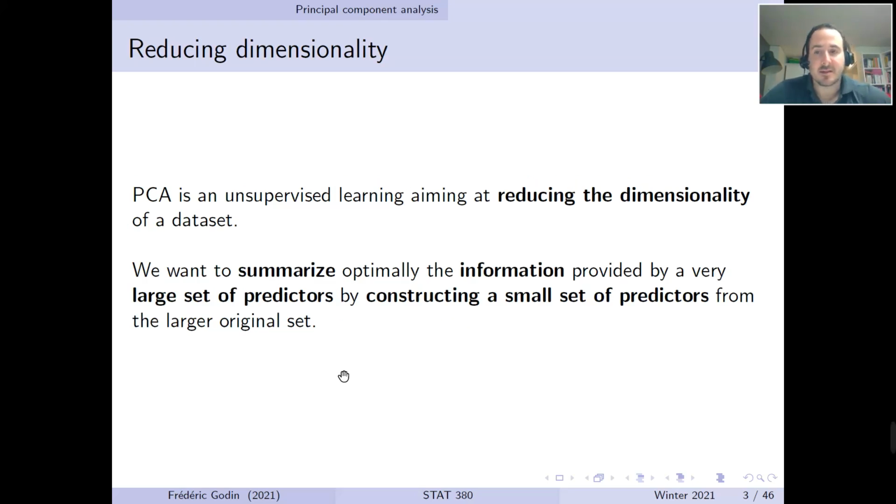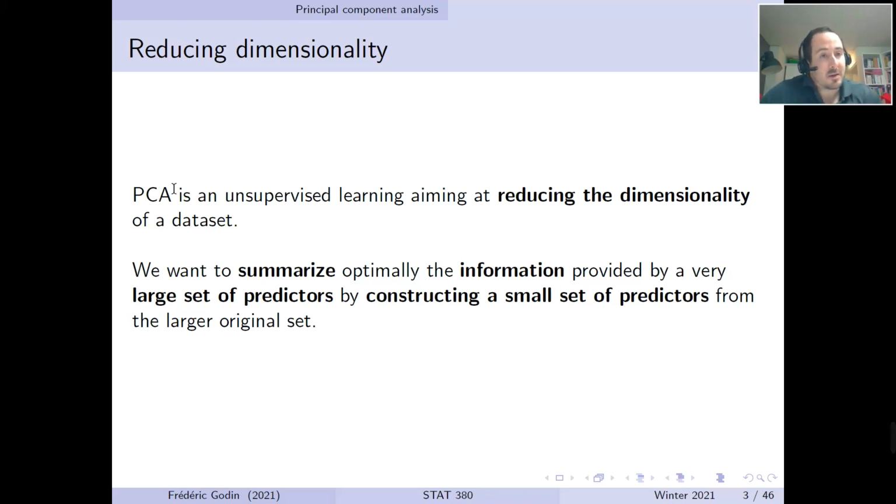Principal component analysis, or PCA. PCA is the short expression for principal component analysis. This is an unsupervised learning technique aiming at reducing the dimensionality of a data set. So often, in many problems, we have a very large data set, and large in the sense that P is large. Not necessarily N. N could be large also, but P is large, so we have many, many predictors. And in that case, it's very hard often to build models based on many predictors.